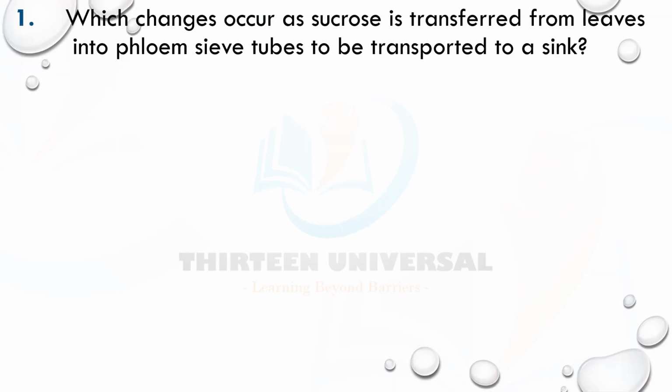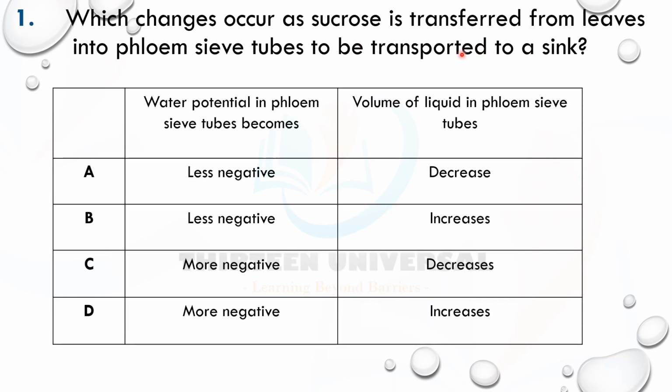Now it says, which changes occur as sucrose is transferred from leaves into the phloem tube, to be transported to a sink. Which change occurs? I want you to pause this video and try to work on it. Is that okay? So if you move sucrose from a leaf, remember that leaf is the source.